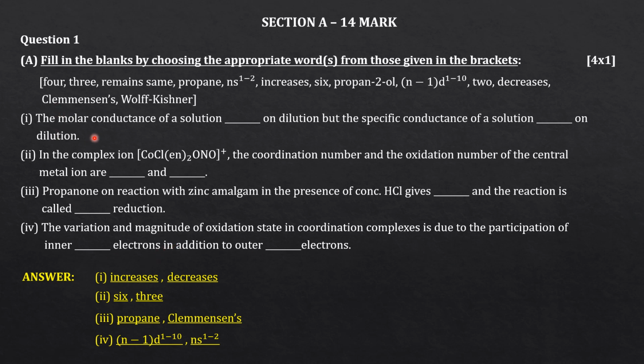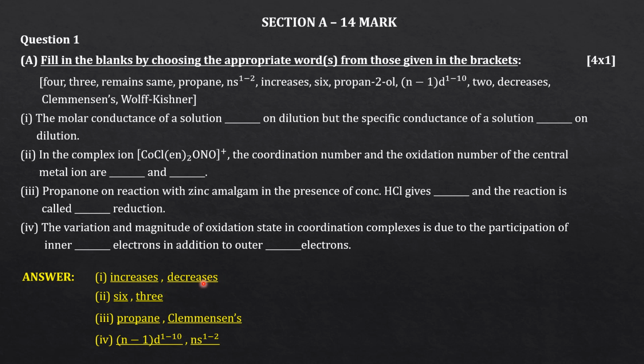I am not going into the subjective details because that you are preparing. I am mainly focusing on the marking scheme, how to write the answer so that in spite of being correct you don't lose the marks. So you can write the answer in this way only. You don't need to copy the full sentence here. Only write the correct question number, that is question 1 part A part 1, for the first blank increases, comma, for the second blank decreases.